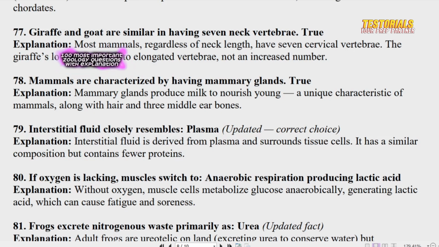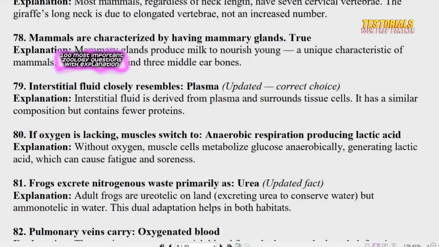78. Mammals are characterized by having mammary glands. True. Explanation: Mammary glands produce milk to nourish young, a unique characteristic of mammals, along with hair and 3 middle ear bones. 79. Interstitial fluid closely resembles plasma, updated correct choice.